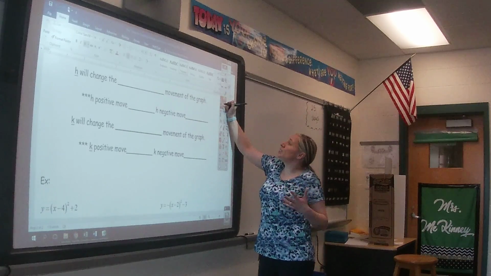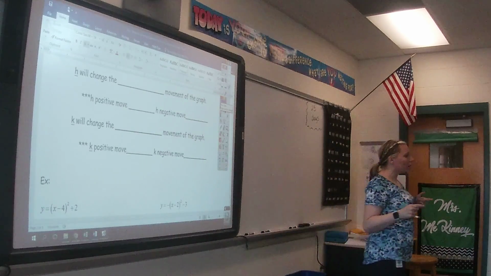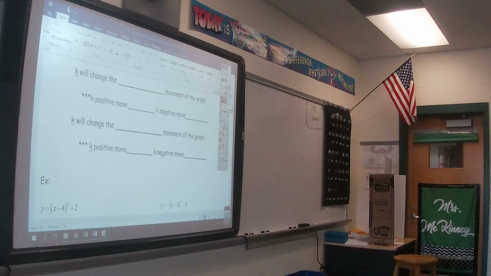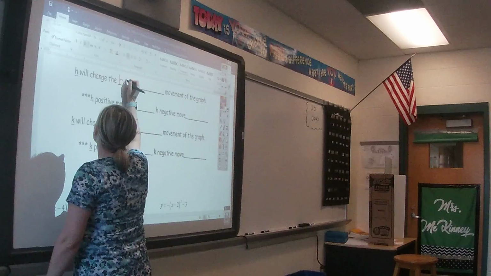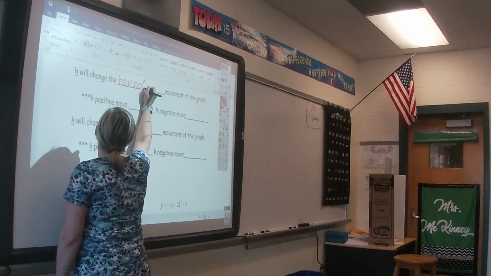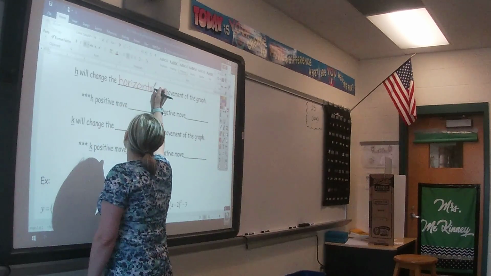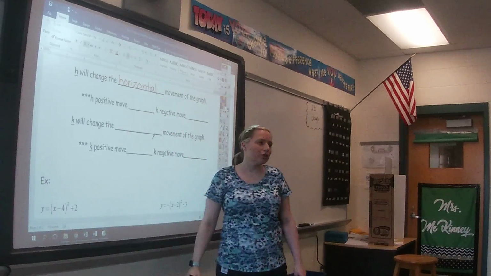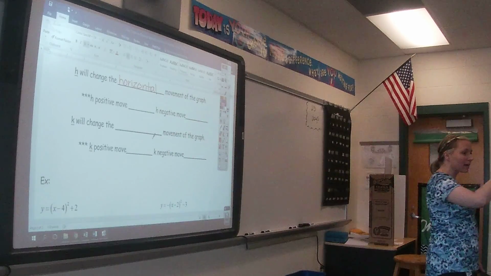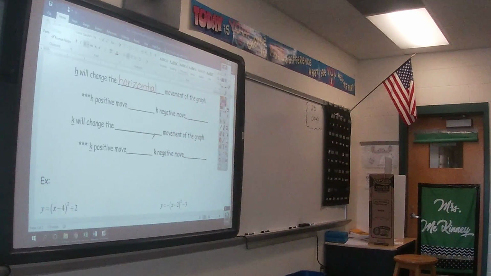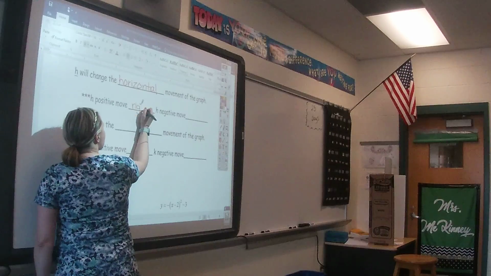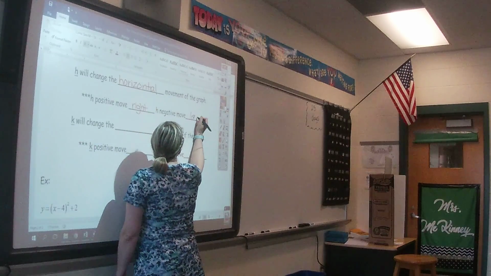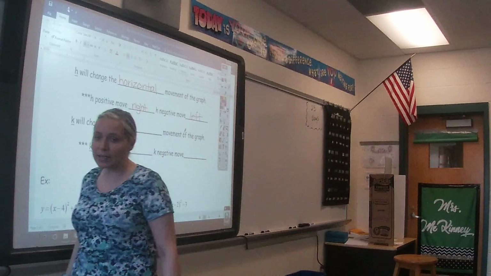Okay, so the h value, or the first coordinate, the first number in that ordered pair of the vertex, is going to change the horizontal movement of the graph, which should make sense because our x-axis is our horizontal axis on our coordinate plane. So if h is positive, we are going to move right, which makes sense. If h is negative, we are going to move left, which should also make sense.